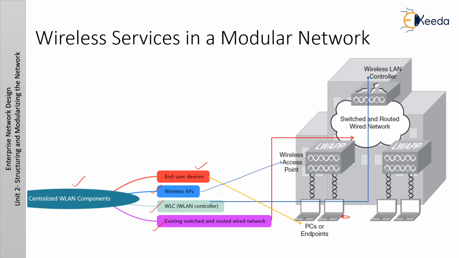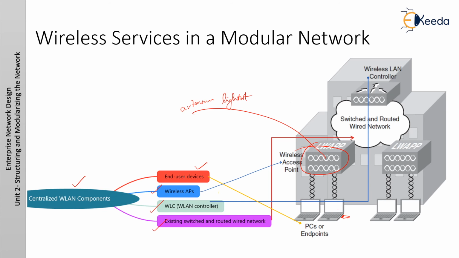Then come to the wireless access point. Access points, typically in the access layer, are shared devices that function similar to a hub. Cisco APs can be either lightweight or autonomous. This is very important: they are either autonomous or lightweight.